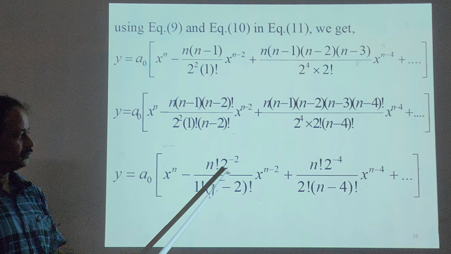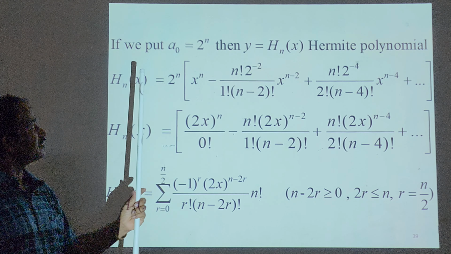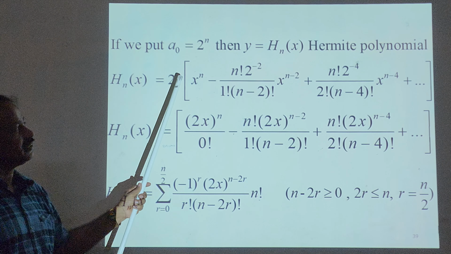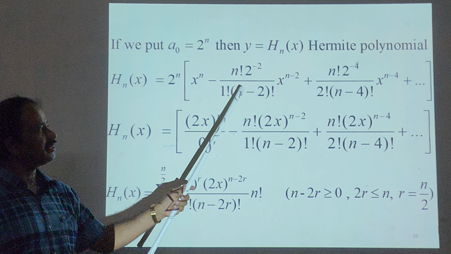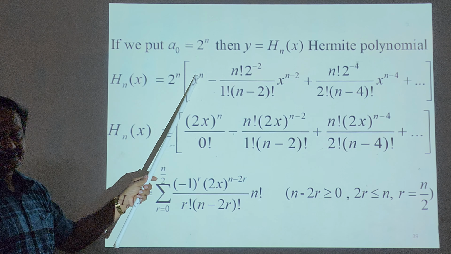This is the solution to the Hermite differential equation. The solution y is nothing but a Hermite polynomial, so y is your Hn of x. Hn of x equals, for a naught you substitute 2 to the power n, and the remaining terms let it be like this. Now you multiply this inside.